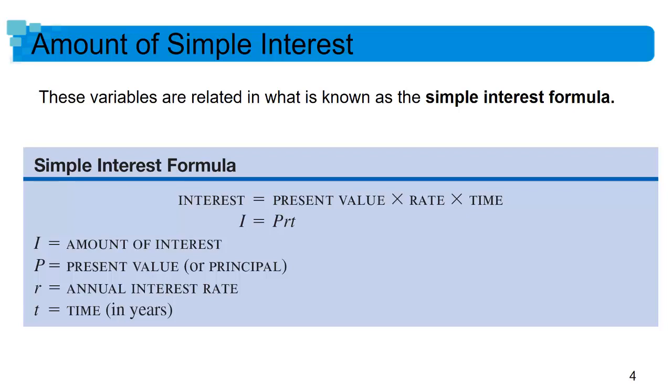I is always going to be the amount of interest. P is always going to be your principal or the present value, the lump sum of money that's being borrowed or lent. R is always the annual, that's important, annual percent rate or annual interest rate. And then T is always in years. Oh, and R, by the way, is always as a decimal. So if you're paying 5% interest, you would put 0.05 for R.